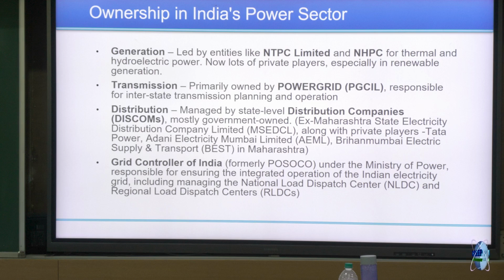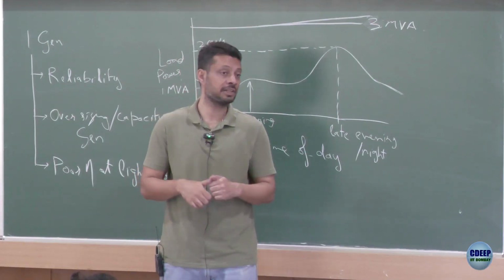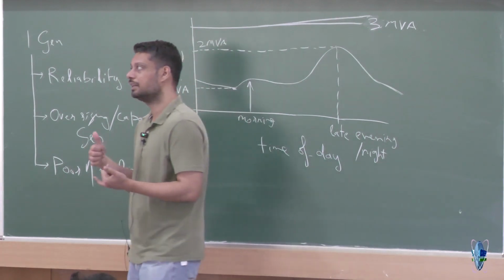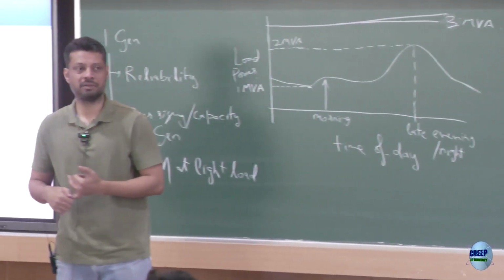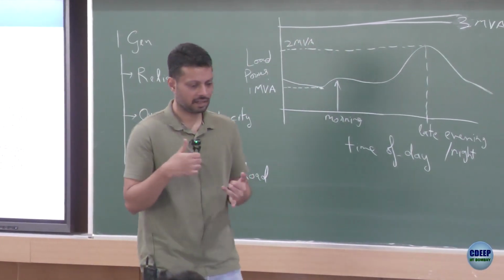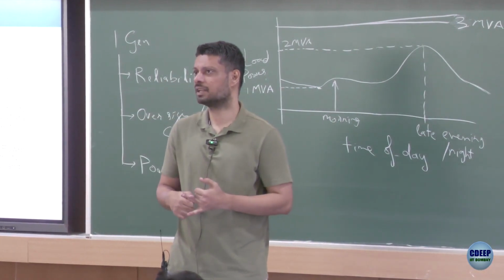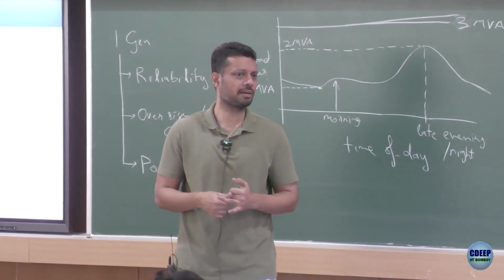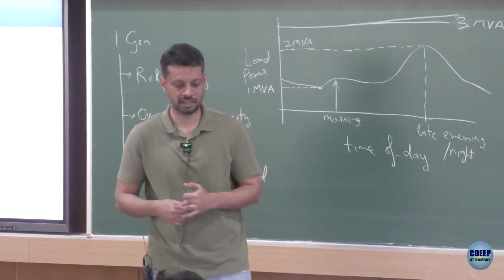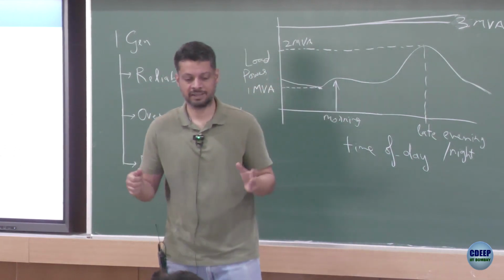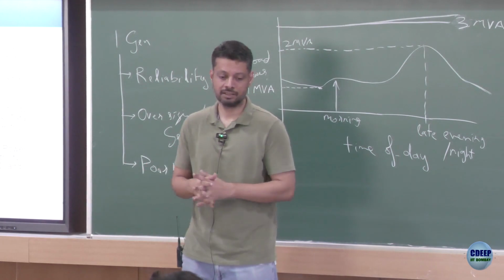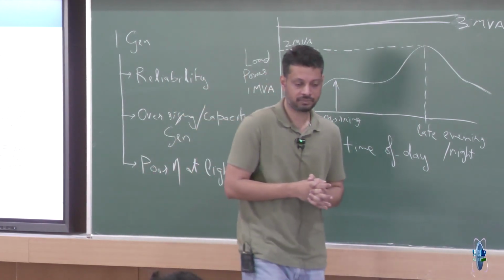So that is predominantly coal, predominantly thermal, and then NHPC predominantly hydro generation, and now a lot of private players as well, especially in renewable generation, right. In solar, I think you would have heard of Adani, and there are a lot of other companies in solar power generation and so on. So a lot of private players with smaller capacity in renewables as well.